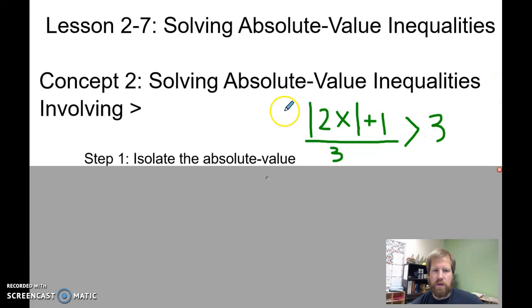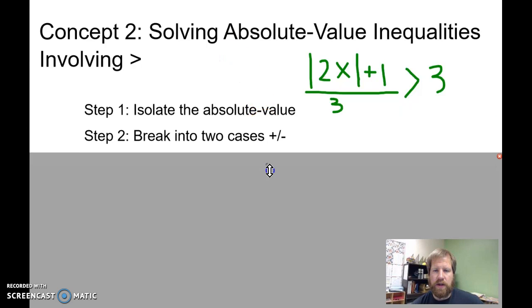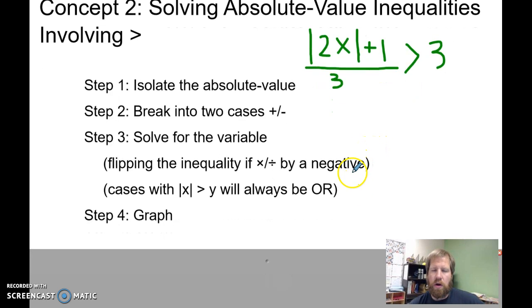Solving absolute value inequalities involving greater than. So we just got done looking at absolute value inequalities with less than, and those always ended up with the compound inequality involving "and." Now we're going to look at the compound inequality of "or." Regardless of which way our sign is facing, our first job is always to isolate our absolute value.